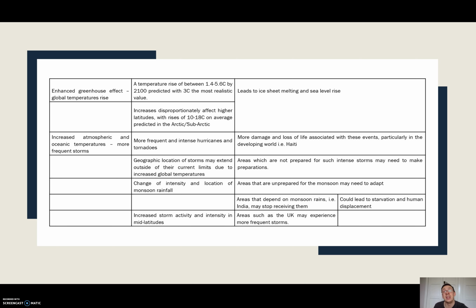Now, if you get areas that get monsoonal rain, one, if they're not used to it, they're going to have to adapt to it. But two, if they are dependent on it and they stop receiving it, like India, you're going to go back to this idea of agricultural land becoming less viable, and we are then going to have more human displacement and all of the different issues that presents.